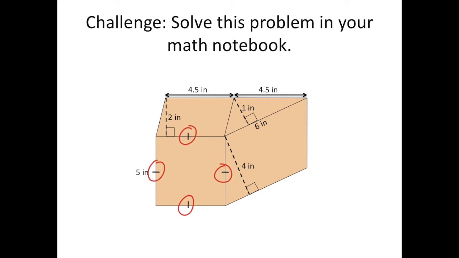Those little marks on each side tell us that those sides are the same. If all 4 of those sides are the same, what type of shape are we dealing with here? All right, that's the one hint I'm going to give you. Go ahead and open up your math notebooks and give this problem a try for yourself.